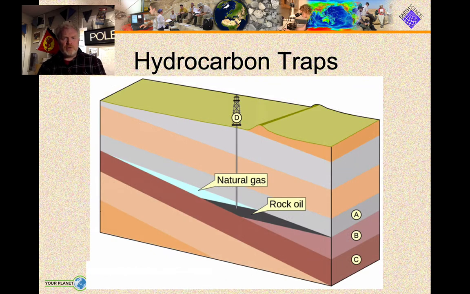The final type of hydrocarbon trap we need to consider is a stratigraphic or an unconformity trap. It's quite subtle in this diagram, but again we have our source rock as C, our reservoir rock as B, our impermeable cap rock as A. In this case, that cap rock is sitting immediately above an unconformity. This means that the cap rock there will cut across the reservoir rock, sealing that reservoir rock to allow the oil and gas to accumulate.